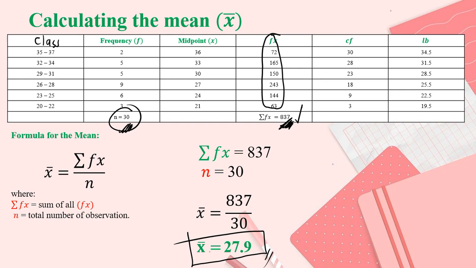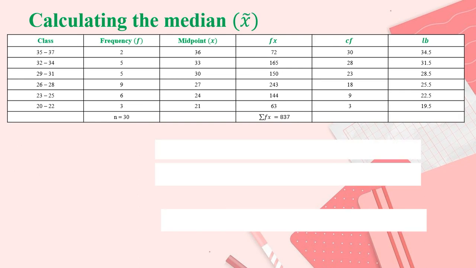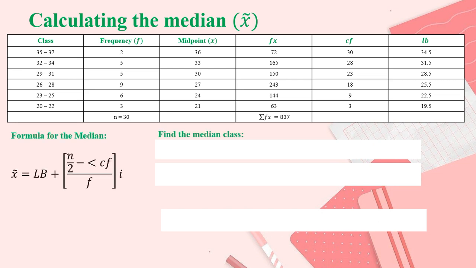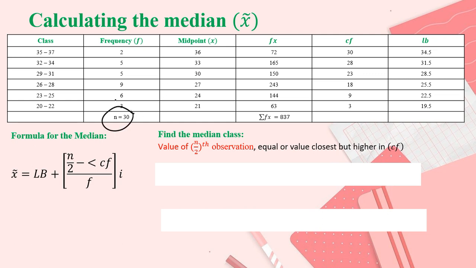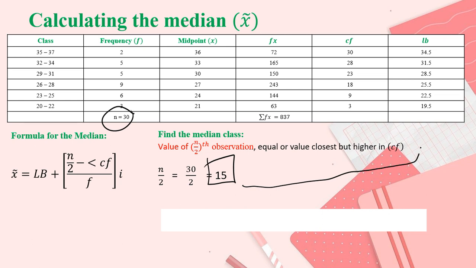Okay? Next is, let's calculate the median. Again, in median po, we have this formula. But before that, you need to find first the median class. And again, to find the median class, you need to divide n by 2. So again, what is our n? N is equal to 30 divided by 2, we got 15. And after that, since ang nakuha mo po sa median class ay 15, punta ka po sa CF. Sa CF ka po pupunta sa pang 5th column. Okay? Sa 5th column ka po pupunta.